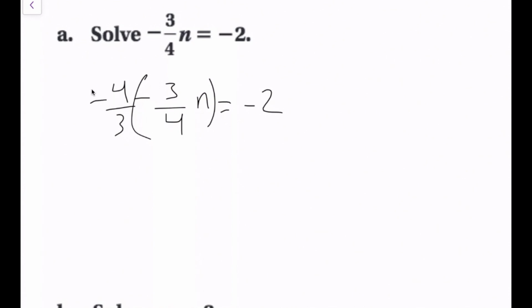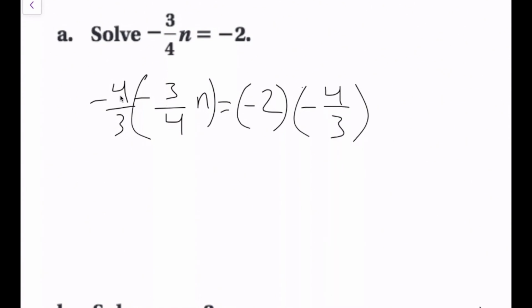But remember, if I multiply the left side by negative 4 over 3, I need to multiply the right side by negative 4 over 3. So I'm putting parentheses around the negative 2, and I don't want to start with a negative number next to this for multiplication because it might look like subtraction. So I'm going to put negative 4 over 3 inside the parentheses.